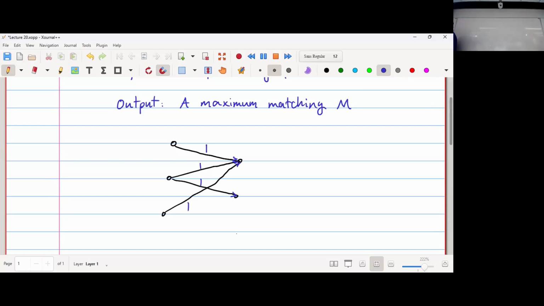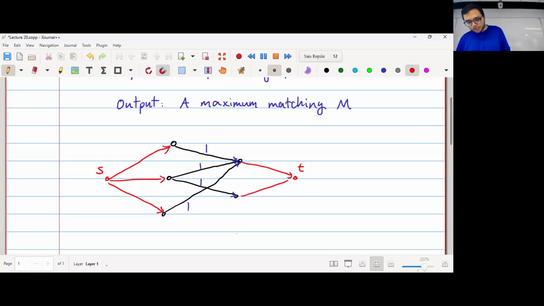But if I want to solve a network flow problem, I should have a source and a sink. So I'm just going to add a source and a sink. So I add a source here, and I add a sink here. And I connect the source to every vertex on the left. And I connect every vertex on the right to the sink. Okay. And I'm going to give this capacity 1 as well. So this is how I'm changing my graph.